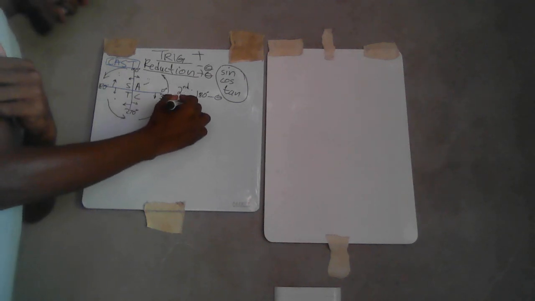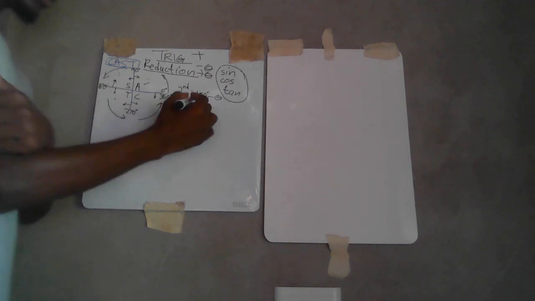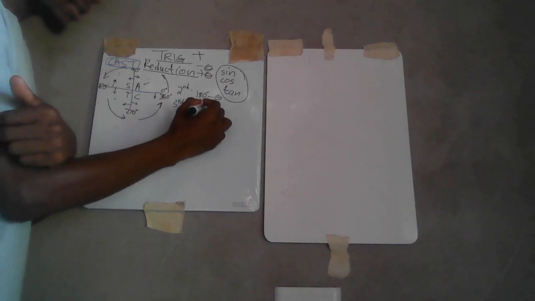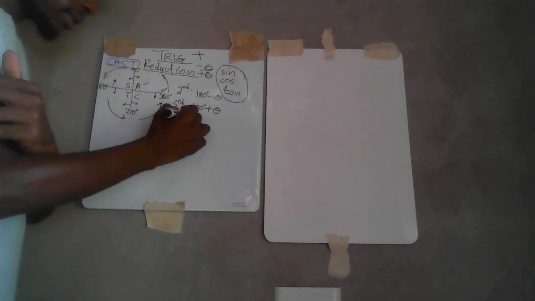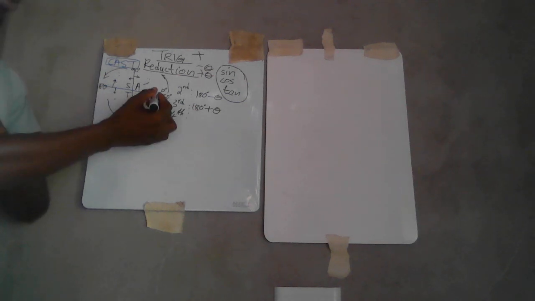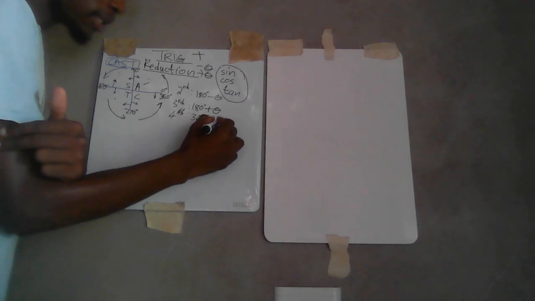Third quadrant, we move from 180 going down, so it is 180 plus theta. Fourth quadrant, we move from the line at 360 going down, so obviously we'll be saying 360 minus theta. And 360 plus theta is the first quadrant.